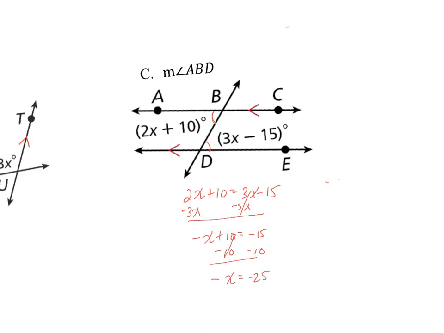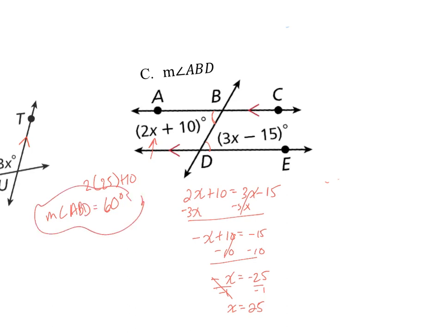Negative x equals negative 25. Divide both sides by negative 1, to make sure that x is positive, and x is 25. We can plug that back in. So if we plug in 25 into the x right here, we get 2 times 25 plus 10, which is 50 plus 10, which is 60 degrees. So the measure of angle ABD is equal to 60 degrees.